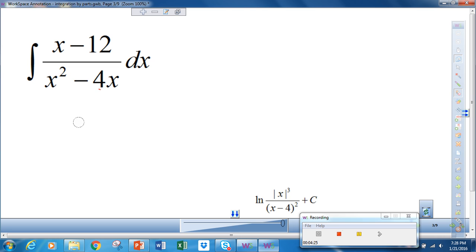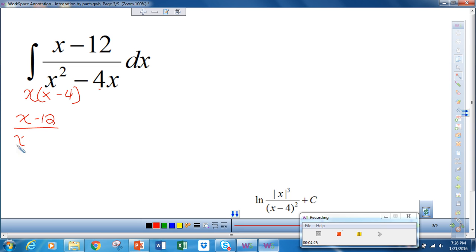Okay, so now we're going to start by factoring. Yeah, that's right, factoring. So we pull out an x. We rewrite this as x minus 12 over x times x minus 4, and that's going to equal A over x plus B over x minus 4.